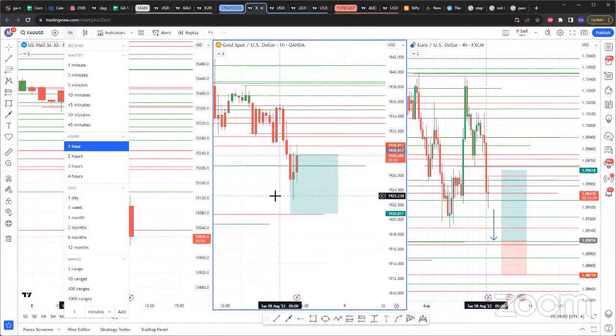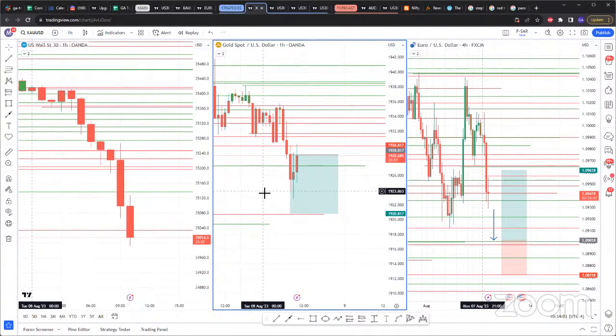Yep. And I was wondering, so all the trades that you took, you waited for the break, the retest, and the close below or above in the hour? Yep. Okay, thanks.